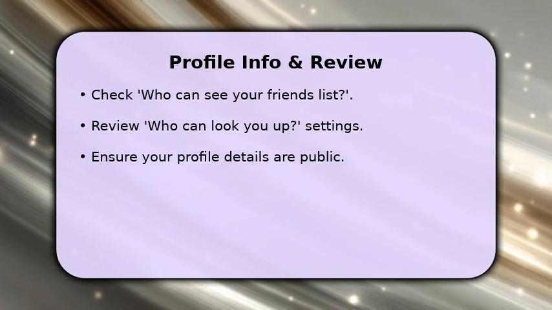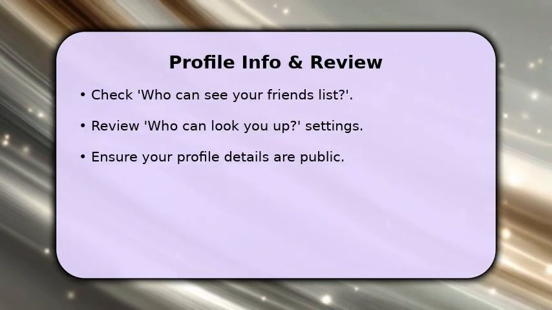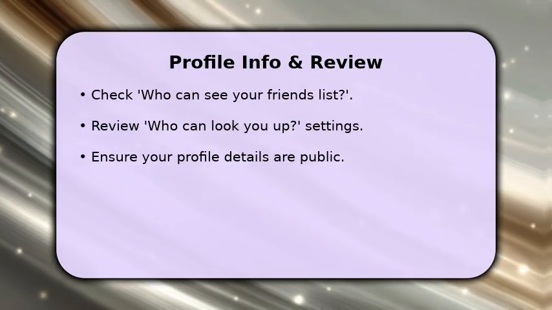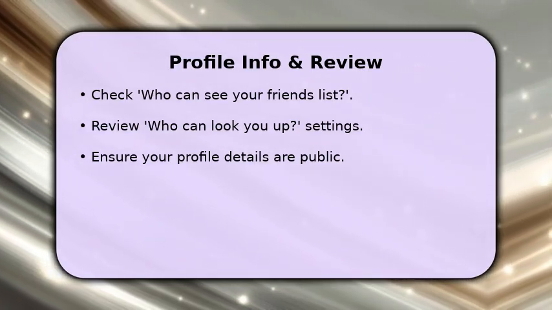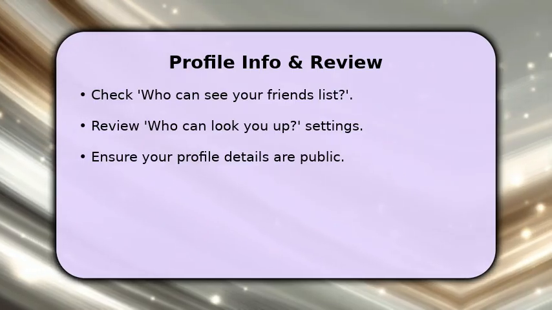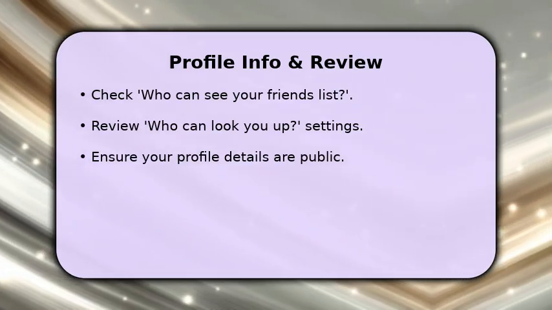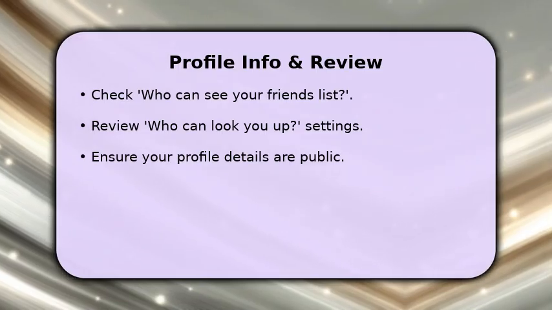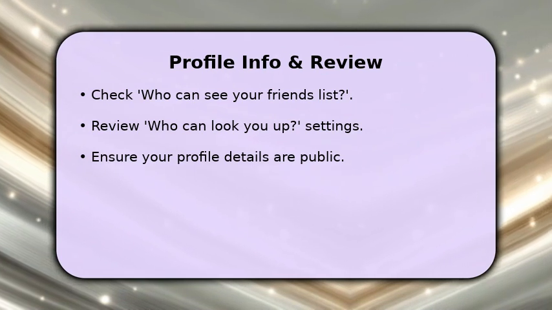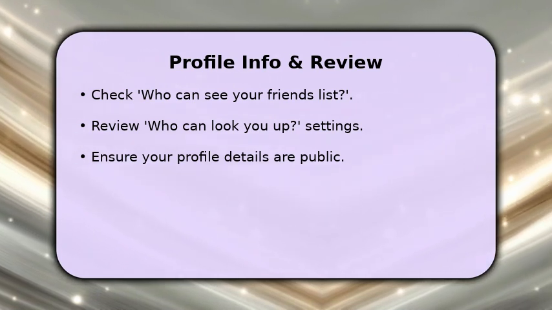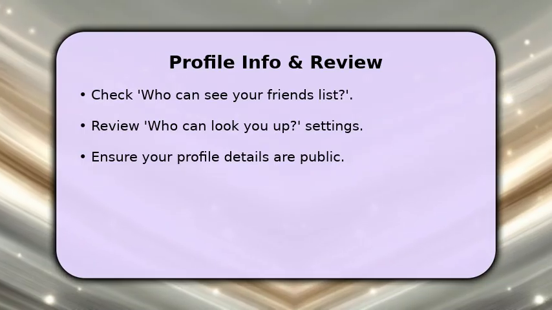Finally, review other important privacy settings. Under How people can find and contact you, check who can see your friends list, and who can look you up using the email address or phone number you provided. Adjust these to public if that is your goal. Also, ensure your About section details are visible. Regularly reviewing these settings helps maintain your desired public presence.